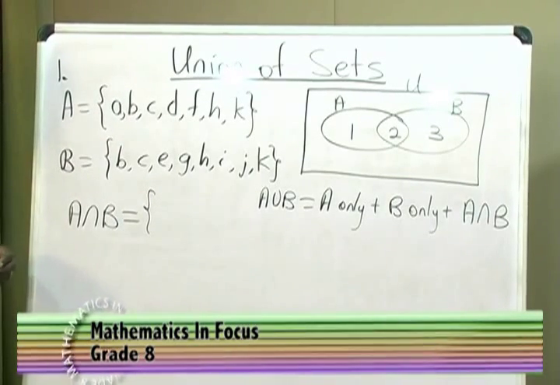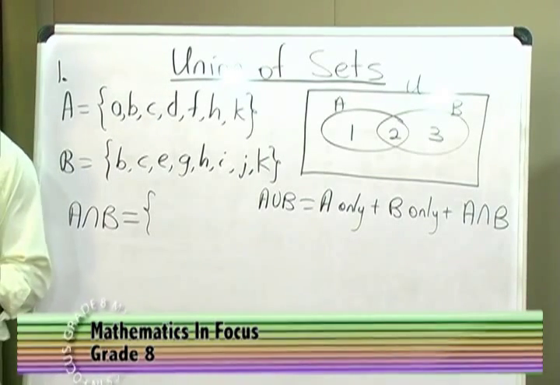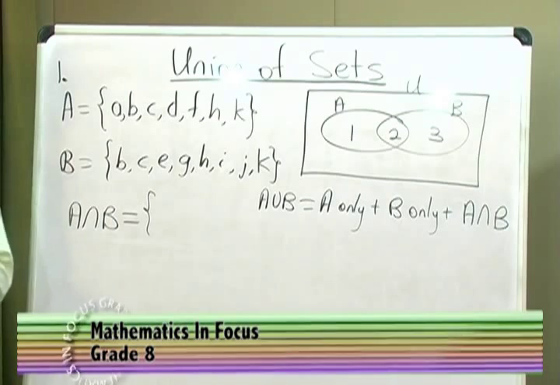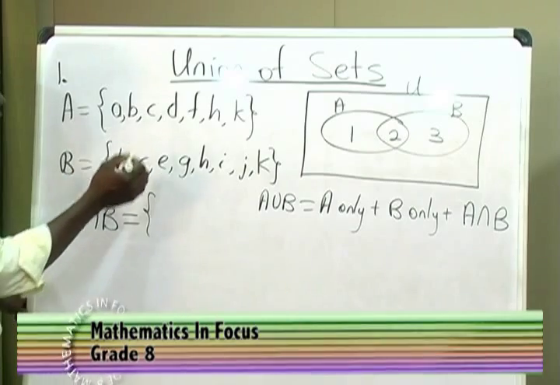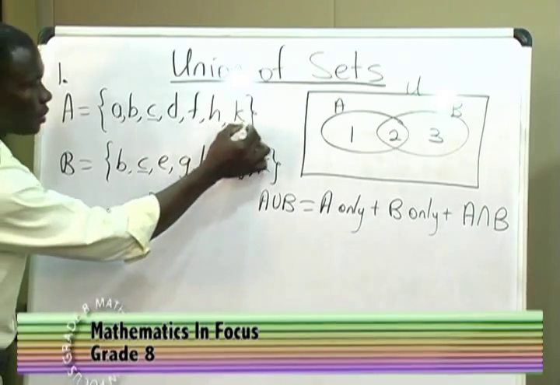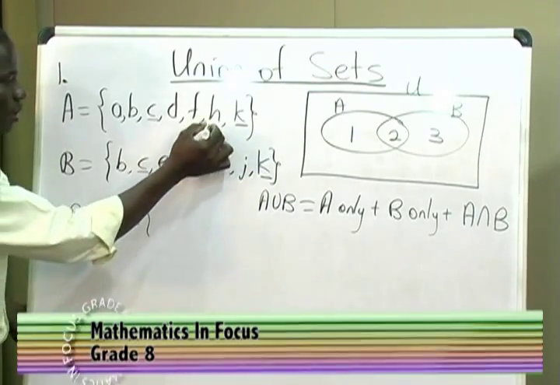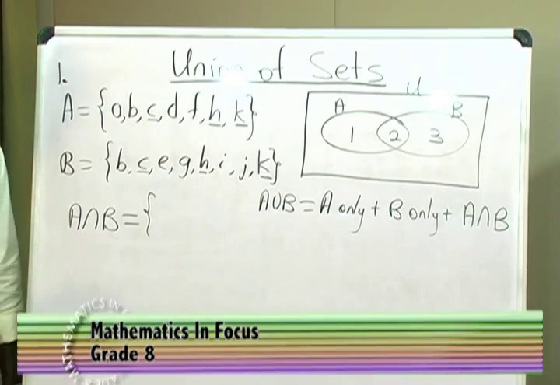What are the elements that are in A and also in B? The elements in A that are also in B. Yes, Claudius. Let Claudius answer this question. I would say C. C is in both of them. All right. He's saying C. K. K is in both of them. Is he correct so far? Yes, sir. Any other, Claudius? No, sir.